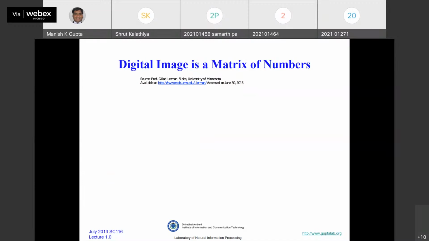So I am again taking slides, not from Professor Bush, this time someone else, Professor Gillette. Anyway, a digital image is nothing but a matrix of numbers.